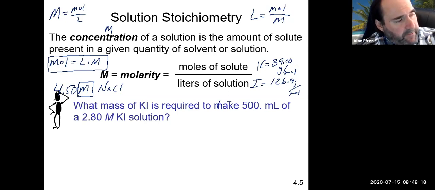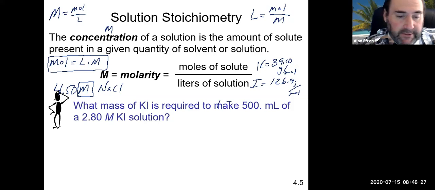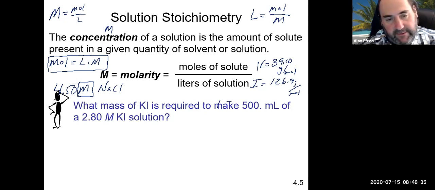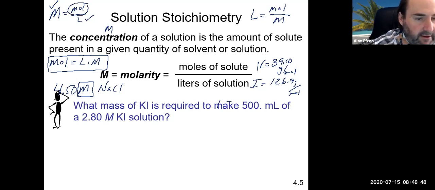Okay, so we're looking for the mass here, which is usually grams of KI that's required to make 500 milliliters of a 2.8 molar KI solution. So again, if you think about what's given to you, you have the molarity given to you. You have the volume given to you, not in liters, but in milliliters, but you essentially have that. So if you weren't sure where to go, solving for moles is probably the right approach.